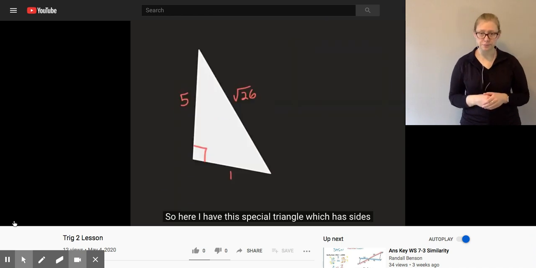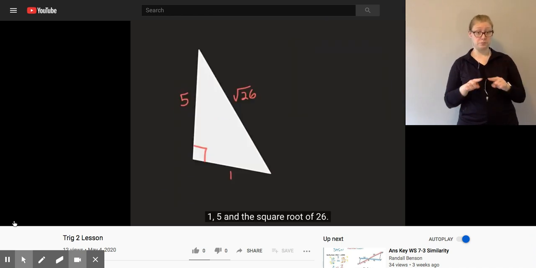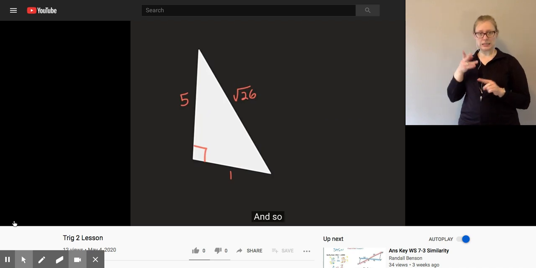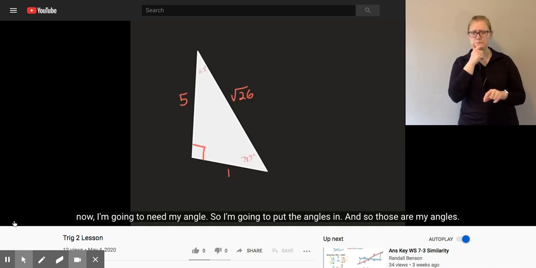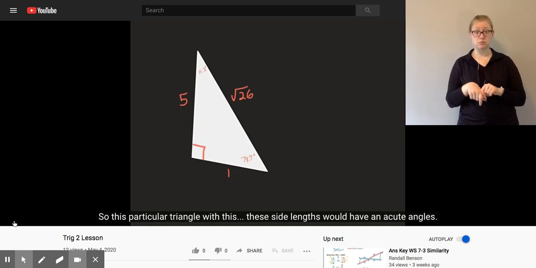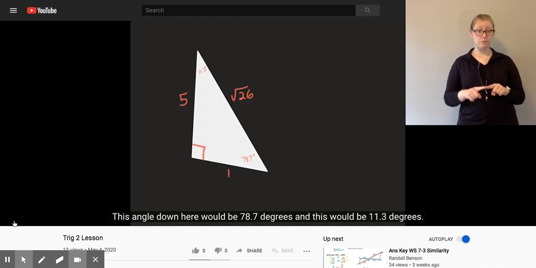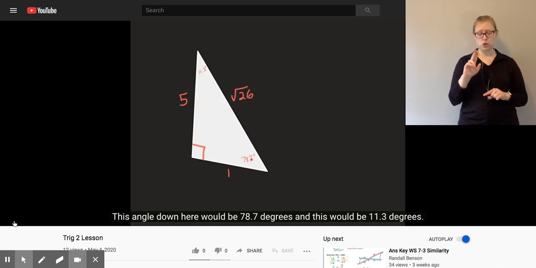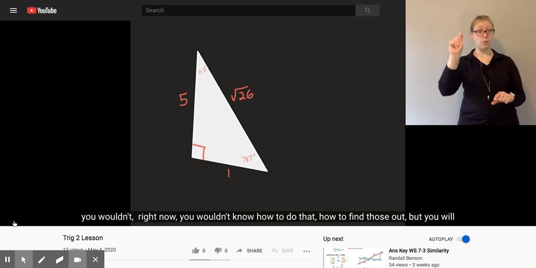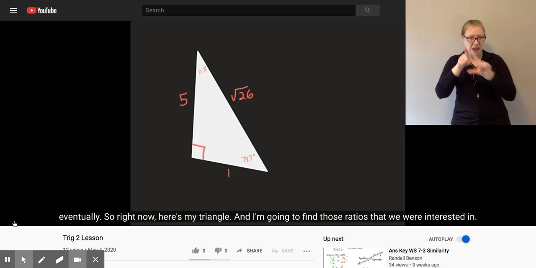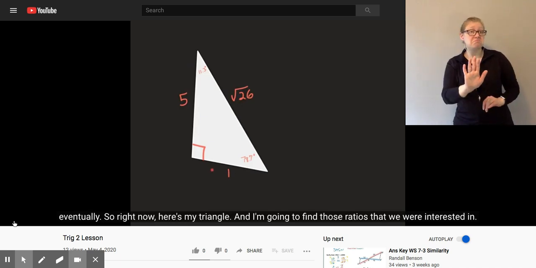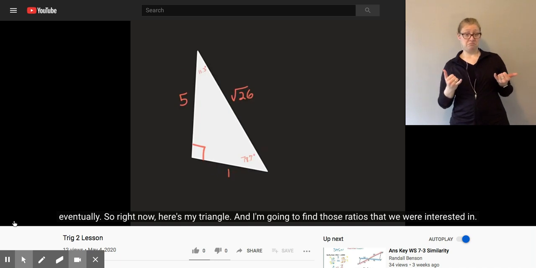So here I have this special triangle which has sides 1, 5, and the square root of 26. And so now I'm going to need my angles. So I'm going to put the angles in. And so those are my angles. So this particular triangle with these side lengths would have acute angles. This angle down here would be 78.7 degrees, and this one would be 11.3 degrees. And so right now you wouldn't know how to find those out, but you will eventually. So right now, here's my triangle, and I'm going to find those ratios that we were interested in.